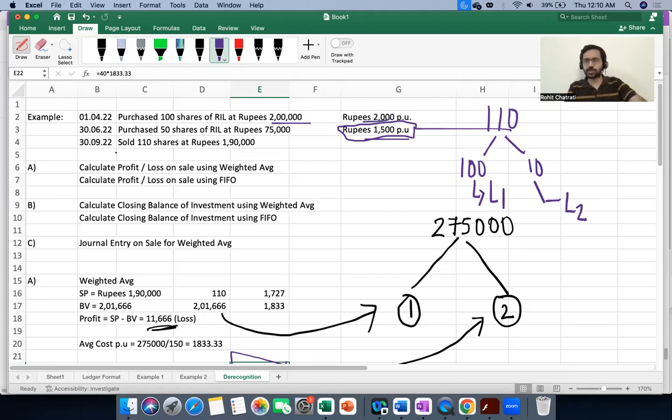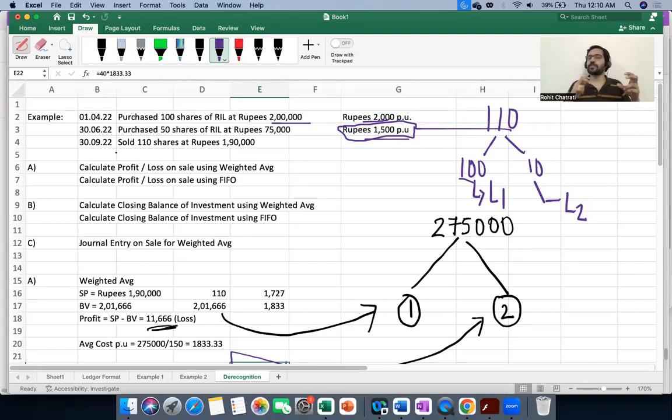Average cost per unit is 2000. I have sold 100 units. 2000 multiplied by 100 is equal to 2 lakh rupees. Therefore, lot 1 cost plus lot 2 cost is equal to 2 lakhs plus 15,000, which is equal to 2 lakh 15,000 rupees. Lot 1 cost of investment sold is 2 lakhs.